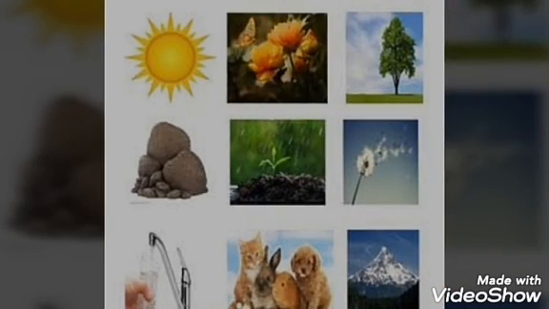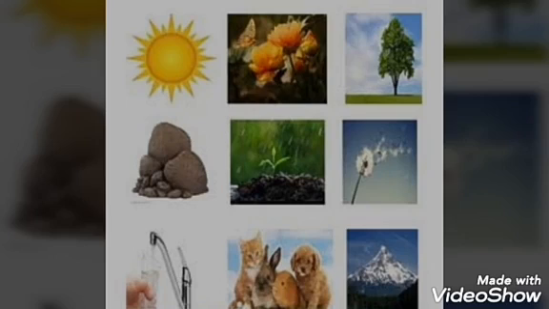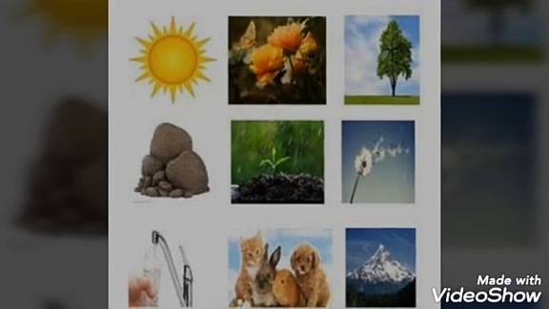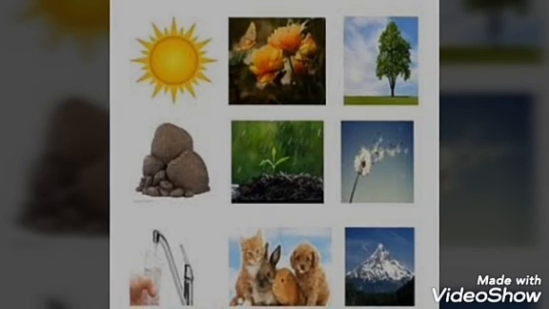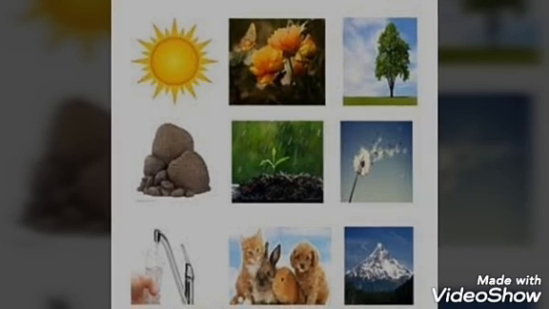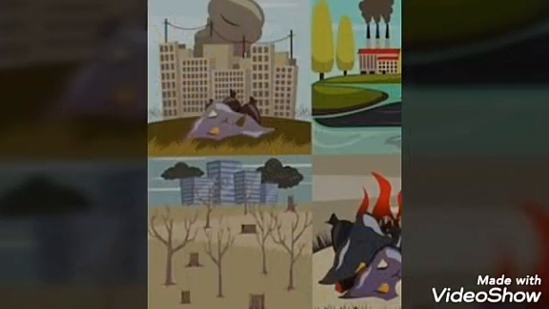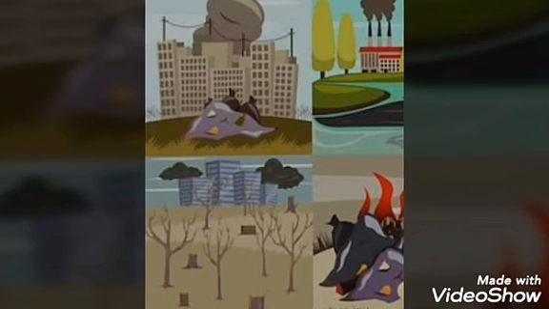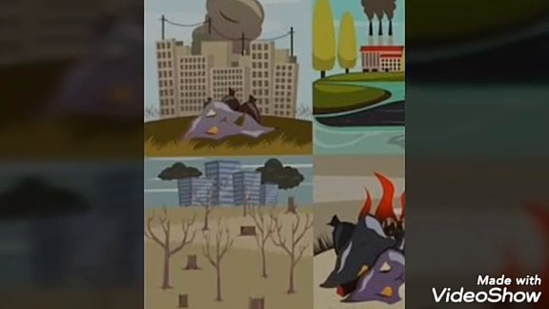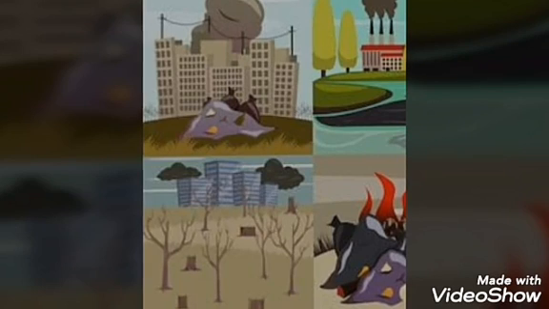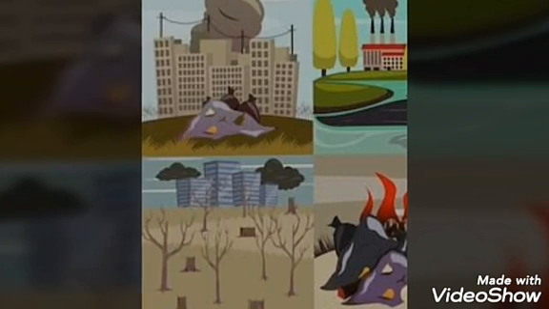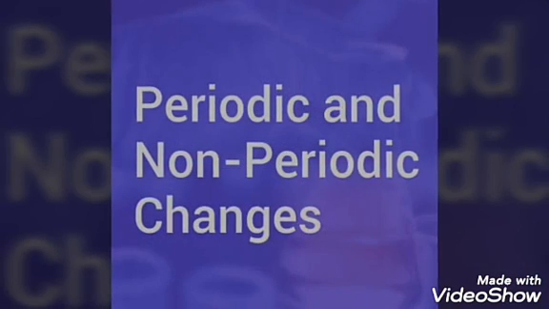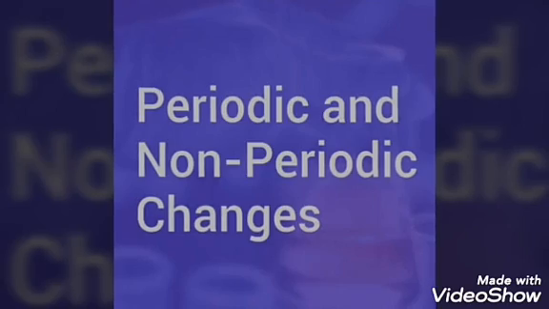Rising of sun, formation of mountains, growth of a human being, growth of a tree, all these are the examples of natural changes. But construction of a building, cutting of trees, burning of a fuel are the examples of man-made changes. Periodic and non-periodic changes.